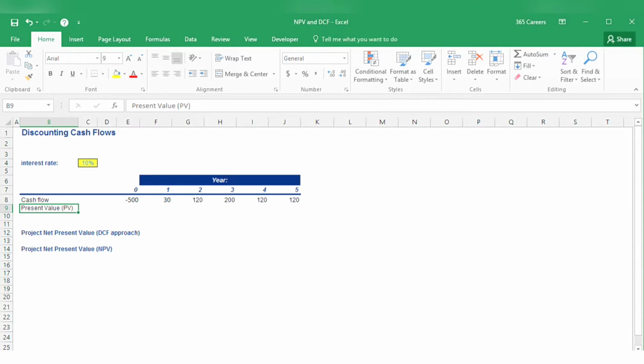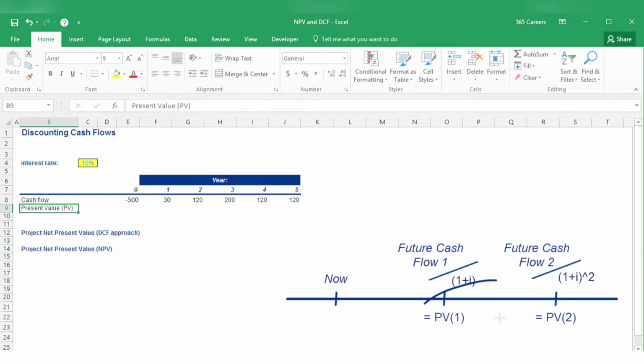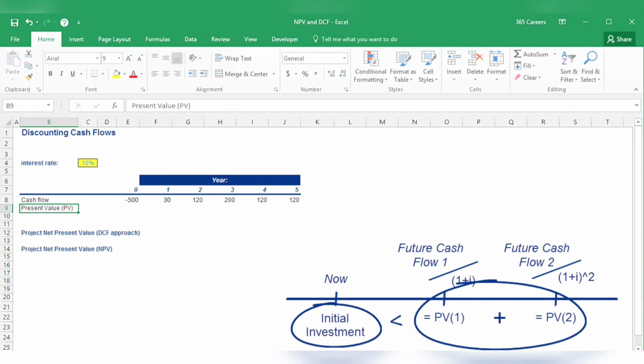For example, if an investor wants to buy a given stock, he would first estimate the future cash flows that the stock would generate, discount those cash flows, and then add their present values. If the amount that is obtained is greater than the initial investment, the investment is feasible and will create value. Otherwise, it is not valid from a financial perspective.